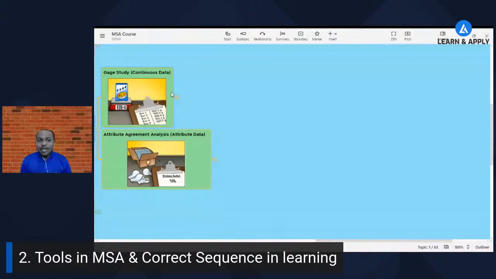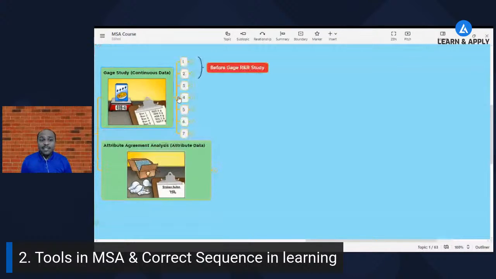Now, if our data is continuous, then we have 7 tools from measurement system analysis that we can use to check whether our measurement system is capable or not. And when we have attribute data, we have 2 tools that we can use to check whether our measurement system is capable or not. Now let's only talk about the continuous data.